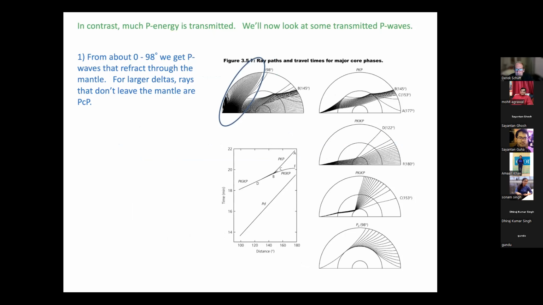All right, in contrast, much P wave energy is transmitted. So we will look at some transmitted P waves. So for distances of 0 to 98 degrees, we get P waves that refract through the mantle. And for larger deltas, rays that don't leave the mantle are PcP. So they bounce off the outer core boundary. So here are some examples of P waves.